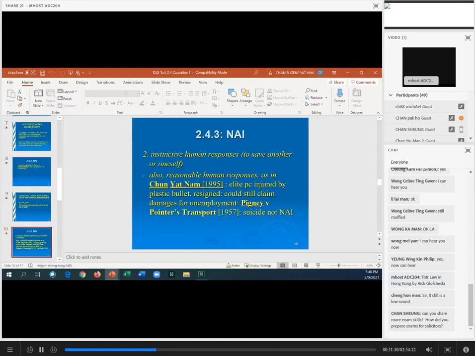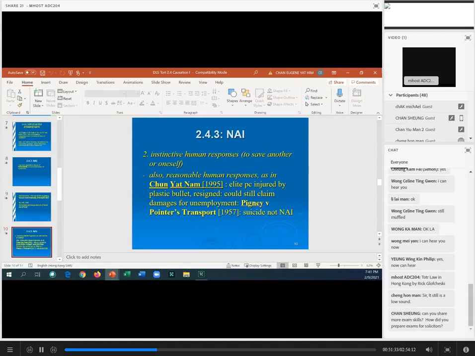Also, reasonable human responses, as in the Chun Yat Nam case. An elite police constable was injured by a plastic bullet. He then resigned, but he could still claim damages for unemployment because it's reasonably foreseeable that the first event would have caused his mental problems.